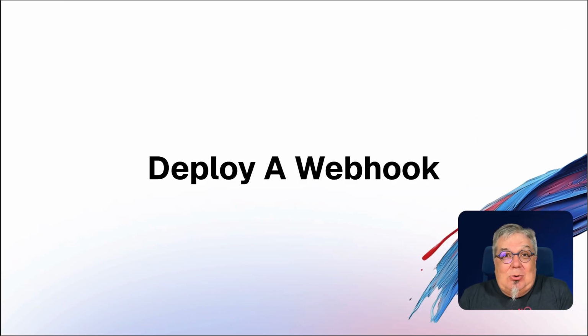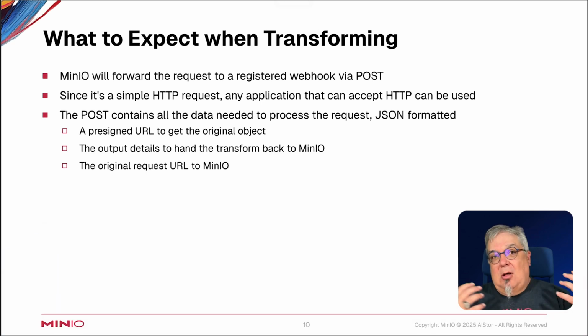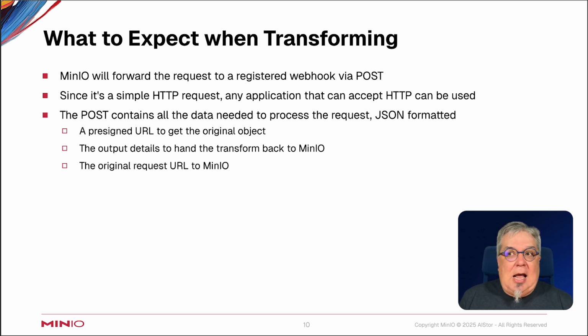So let's go ahead and talk about how to deploy a webhook. How do we make it so that MinIO can actually talk to this webhook? Well, all of this is basically what to expect when you're transforming. MinIO is going to forward the request to a registered webhook via POST. It's always going to be a POST. It's always going to be a known event model that gets sent over. Since this is a simple HTTP request, any application that can accept HTTP can be used. We're not going to limit you there.